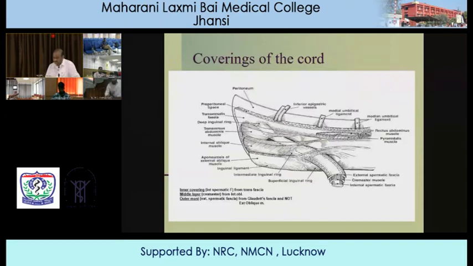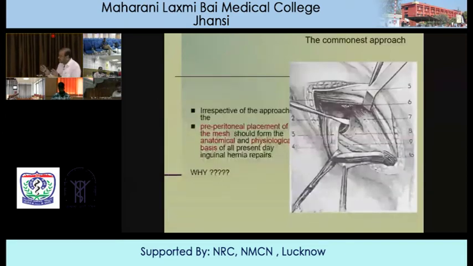Now, the commonest approach, irrespective of the approach that we have devised, were all external approaches. Now, if you look at the anatomy and physiology of this particular region, a proper approach should always be a preperitoneal approach. Now, I was sitting earlier the other day, and we said that you've got a garage. This was a comparison I also stated the other day.